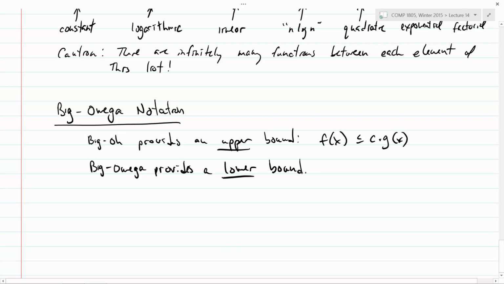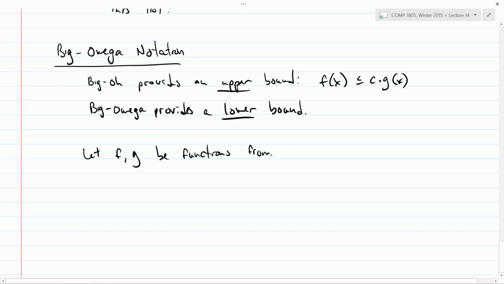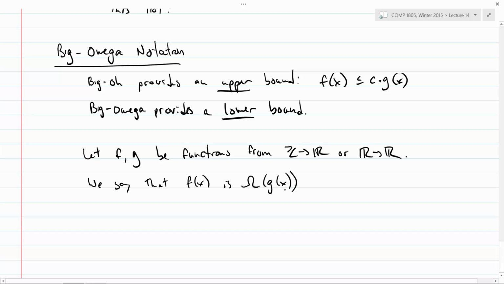So the definition is basically the same. Let f and g be functions from either the integers to the reals or the reals to the reals. For us, it's usually positive integers to positive integers, but it doesn't have to be. The definition applies equally well. So we say that f of x is omega of g of x. That's a capital omega.